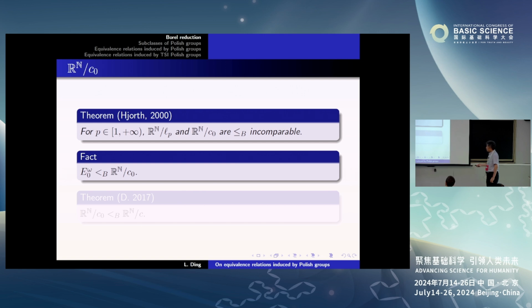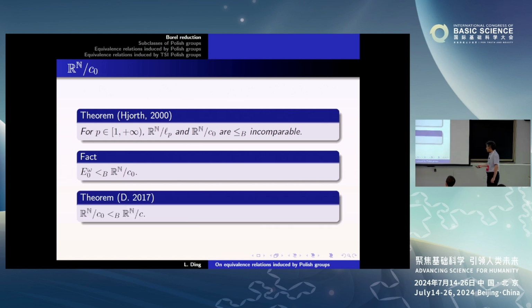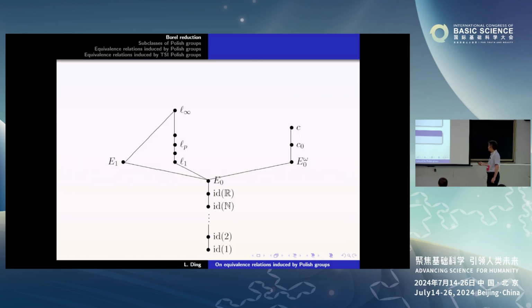And E0 of omega is strictly below C0. And C0 is strictly below C. So we have this. Here is LP, and here is C0 and C. Here we omit R to the n. Here LP means R to the n over LP, C0 means R to the n over C0. Let's go on.